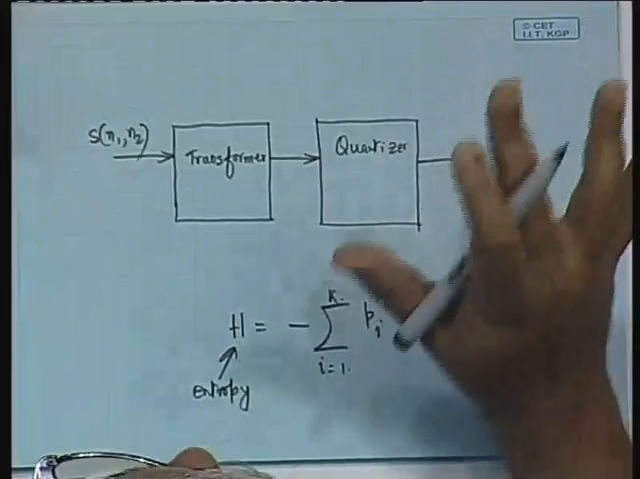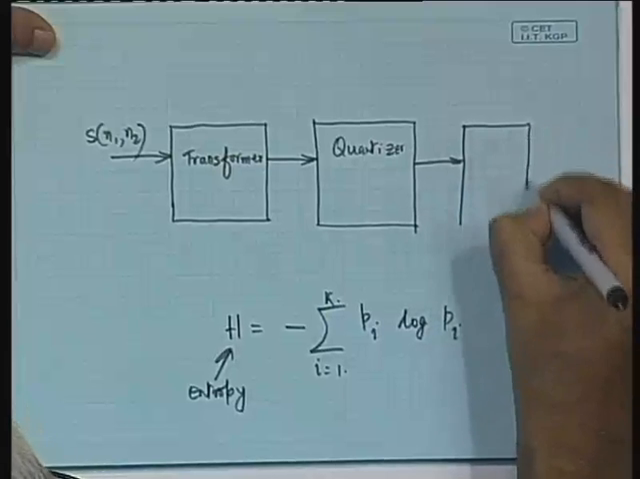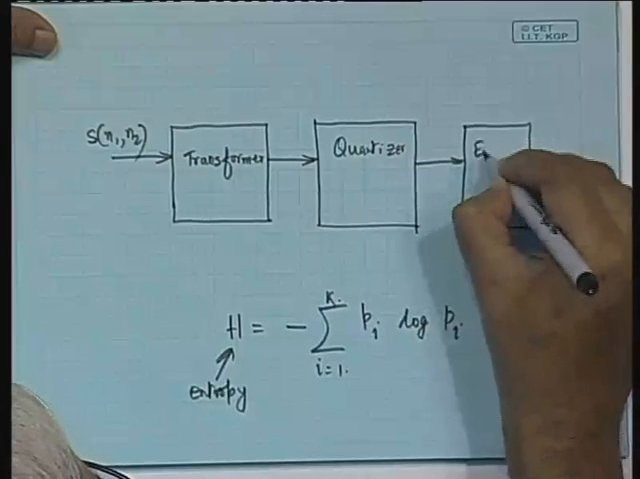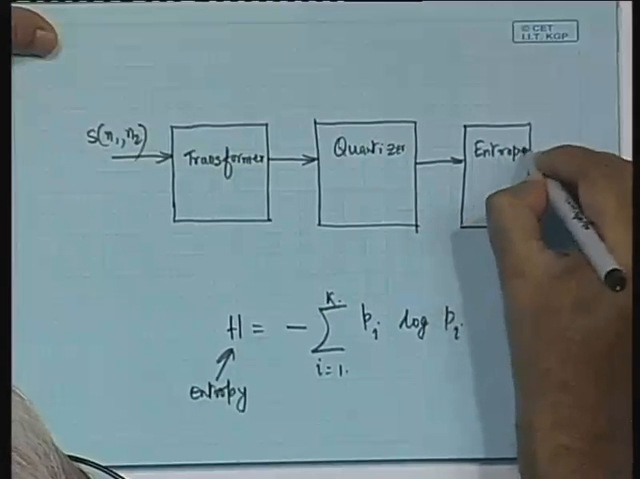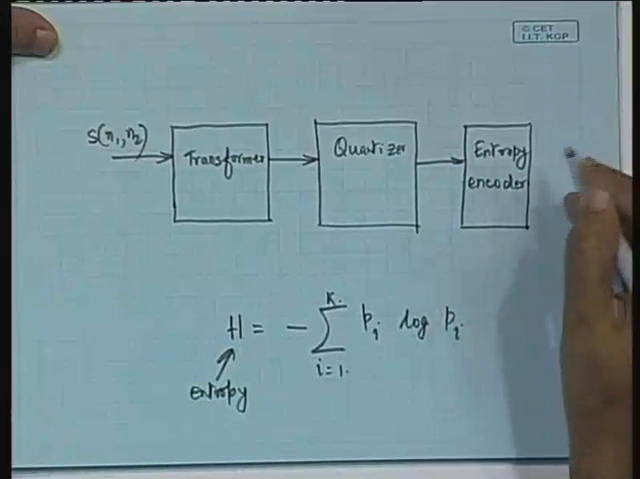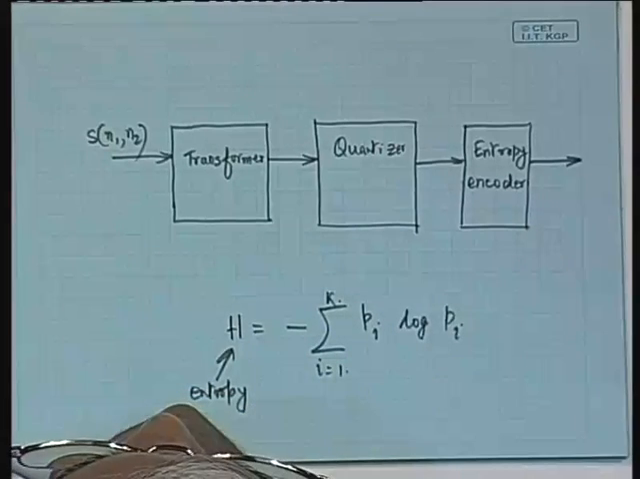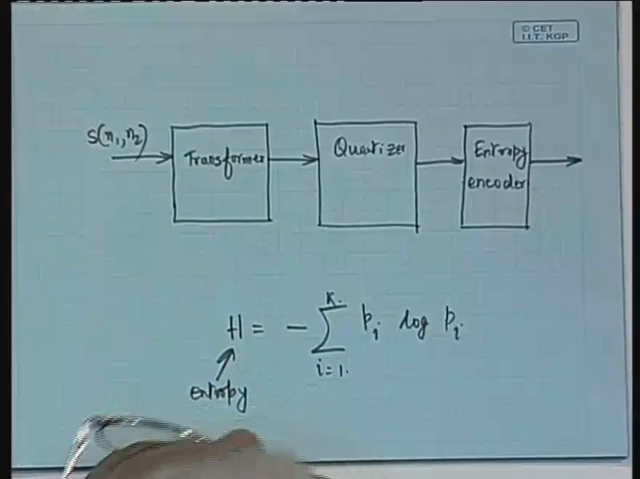So, we must have some kind of entropy coding in order to encode the quantized symbols. We must follow it up by an entropy coder, an entropy encoder. And these coded bits will be put into the channel for transmission.